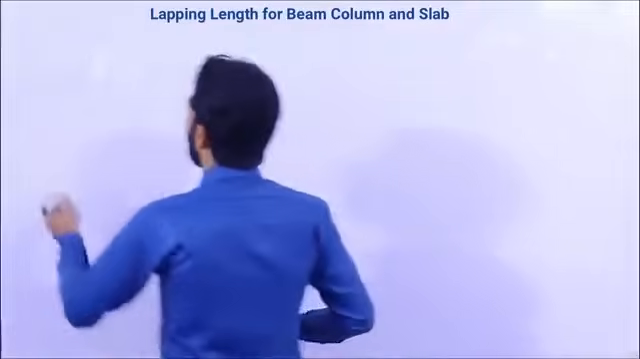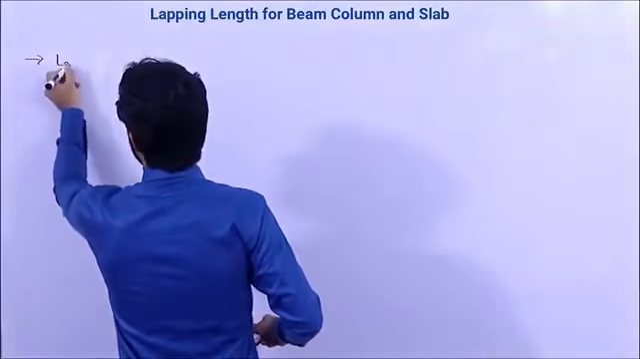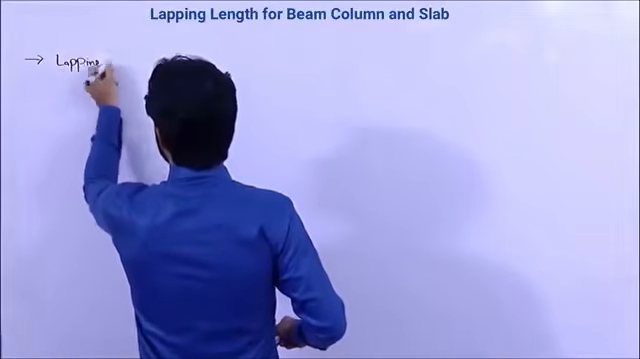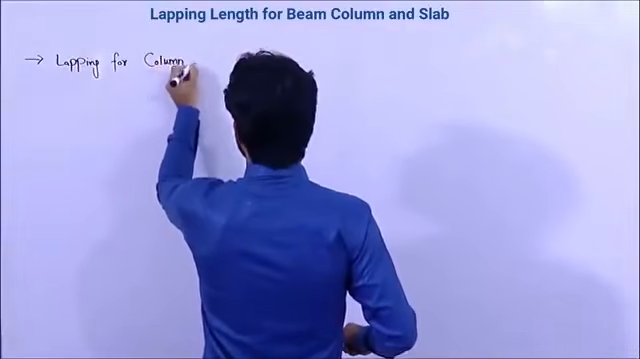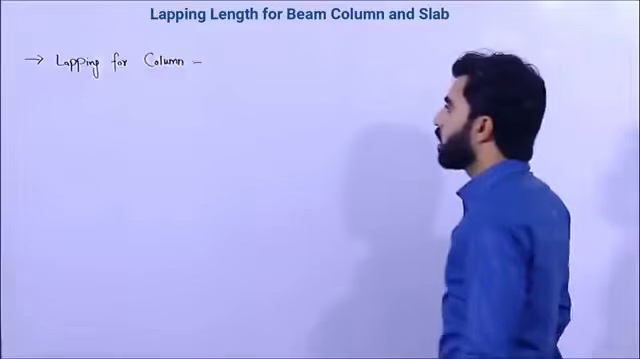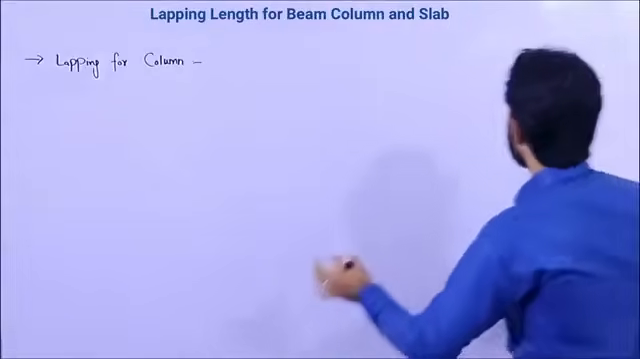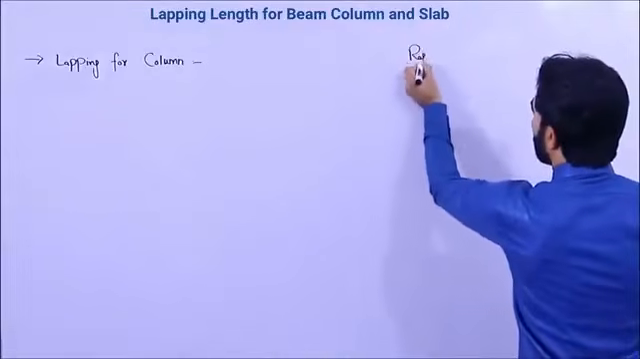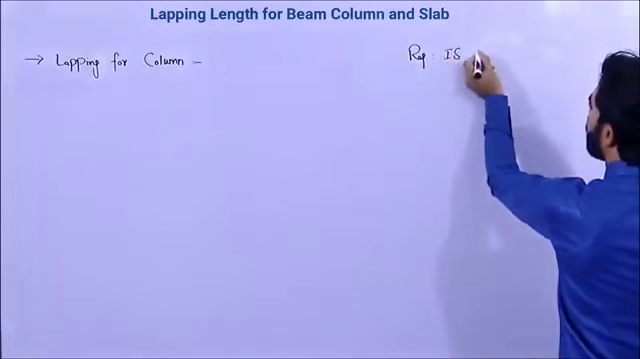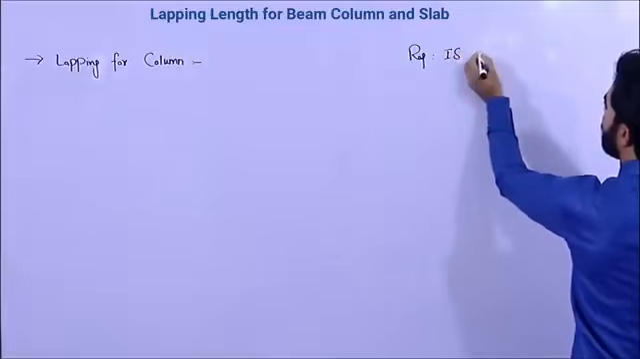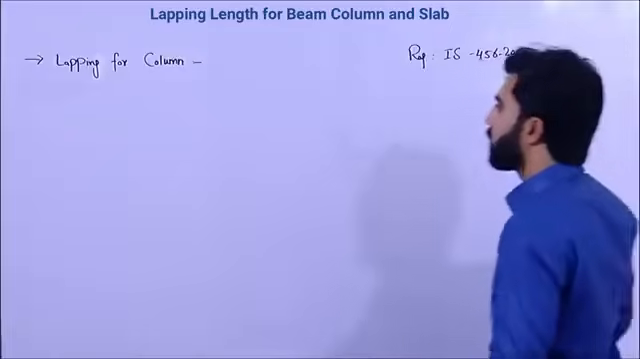The topic is lapping for beam, column and slab. So the first one is lapping for column. So what is the formula to take lapping length for column? As I told you, the reference is IS Indian Standard Codes 456-2000. Okay, you can find the reference in this reference.